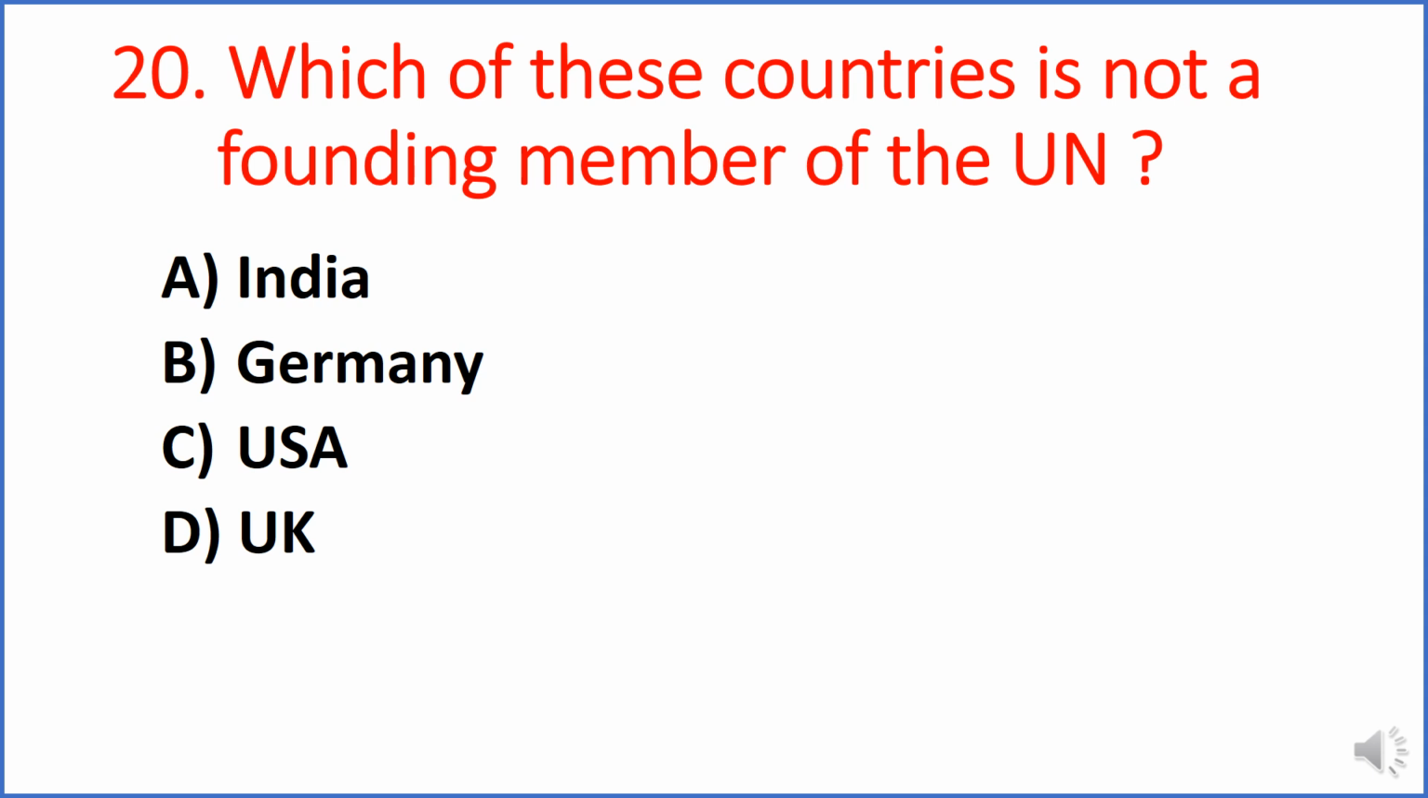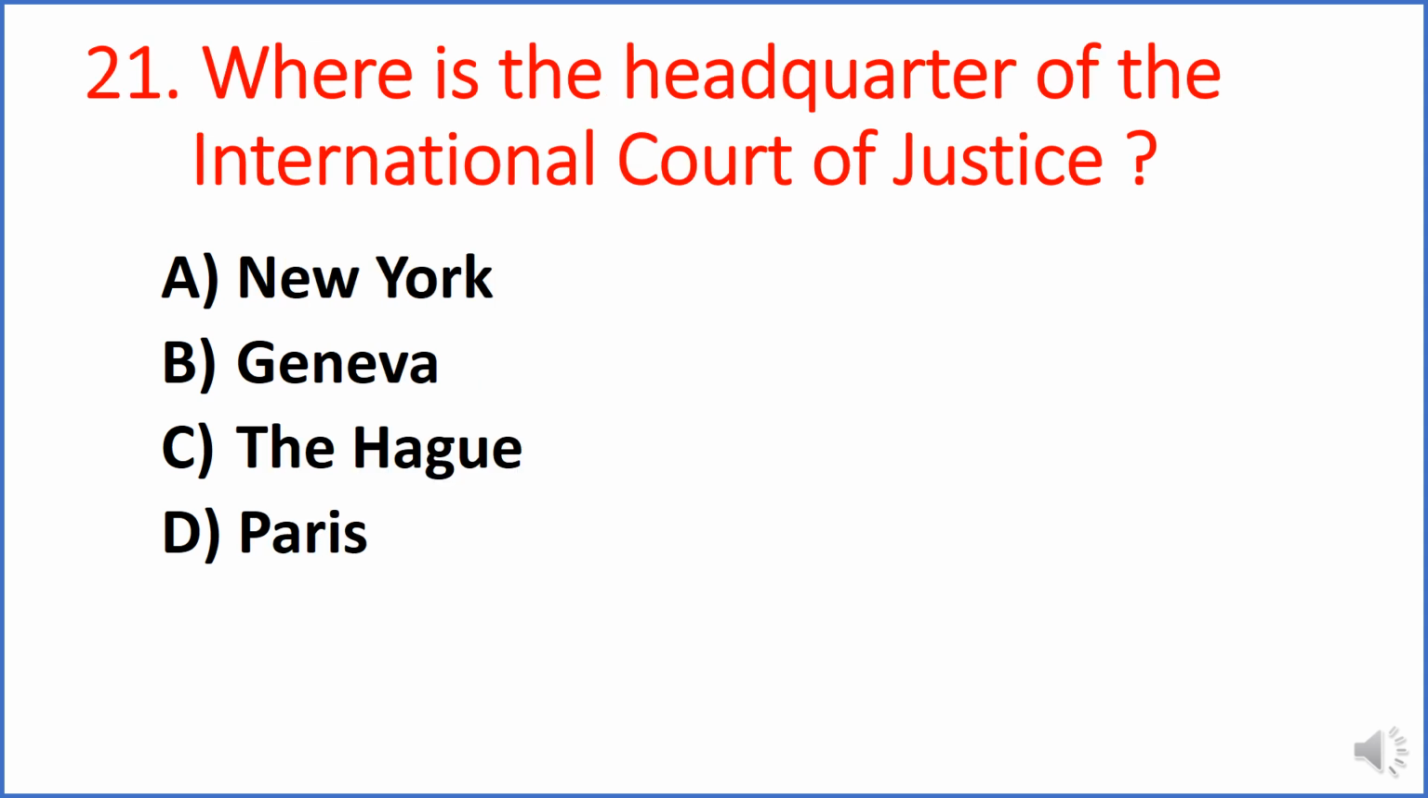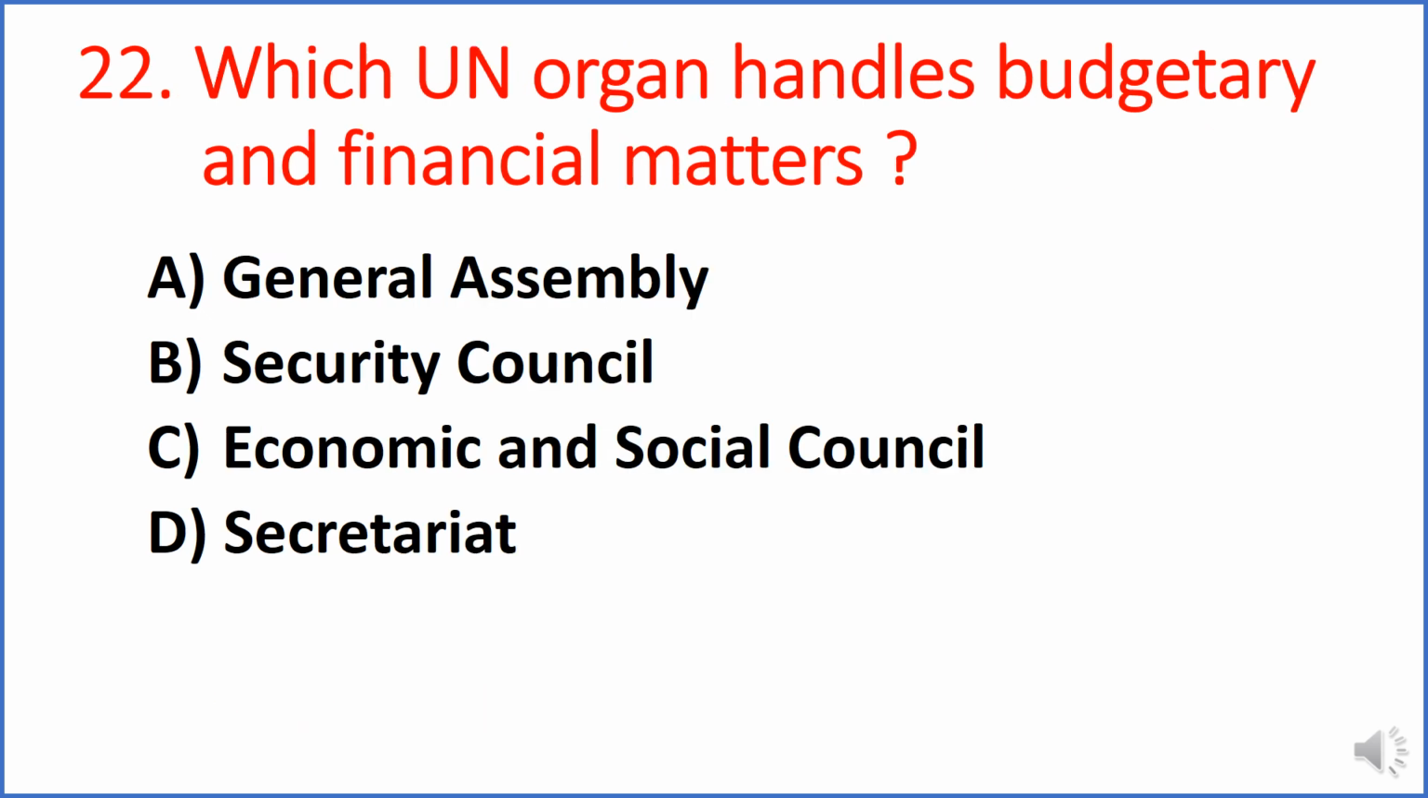Which of these countries is not a founding member of the UN? Correct answer is Germany. Where is the headquarters of the International Court of Justice? Correct answer is The Hague. Which UN organ handles budgetary and financial matters? Correct answer is General Assembly.